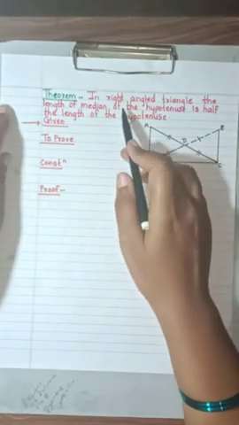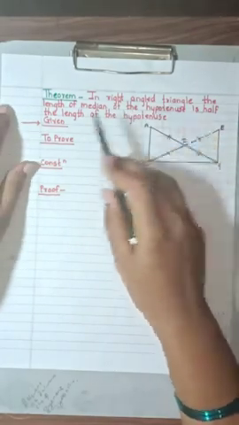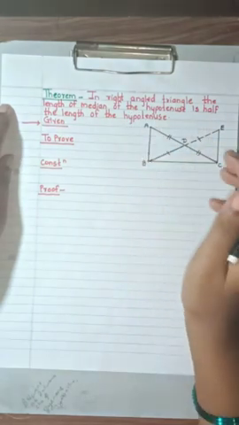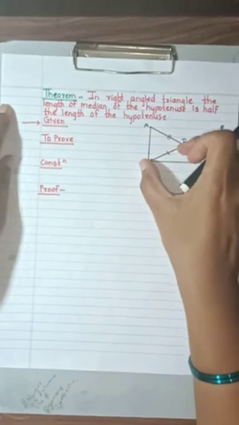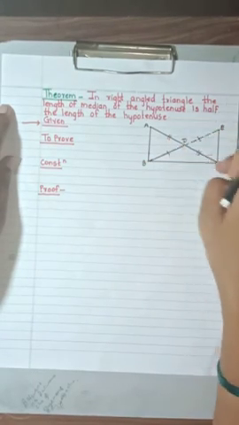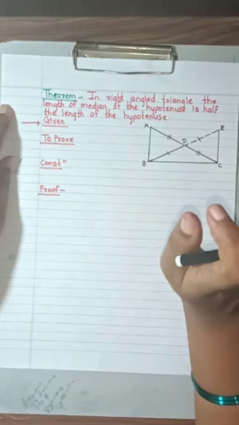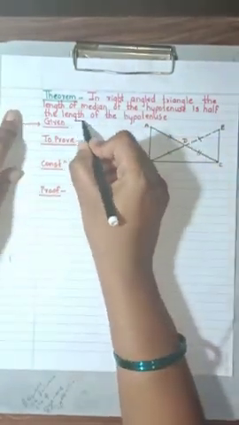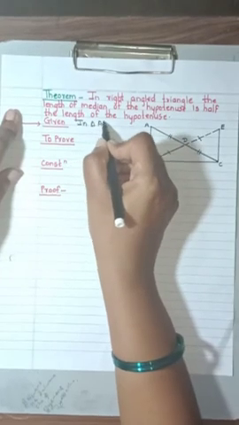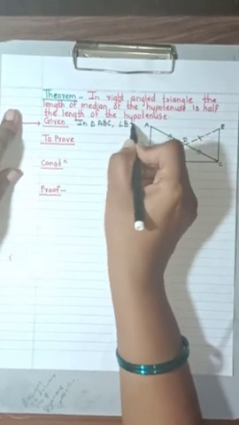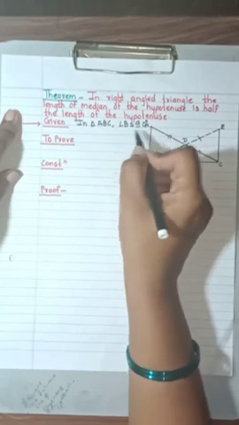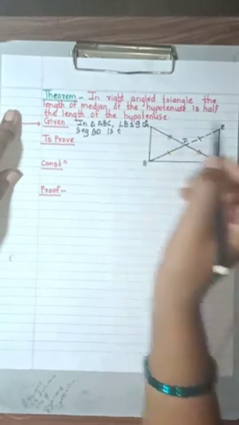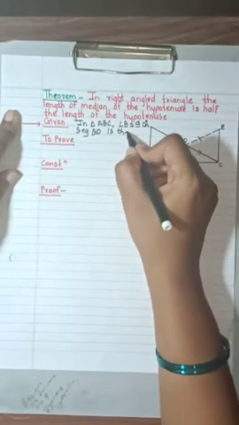Now in a right angle triangle, the length of the median to the hypotenuse is half of the length of the hypotenuse. So how much is the median? Median is equal to half of the hypotenuse. You have to prove that. So I'll write down here first what is given. In triangle ABC, angle B is equal to 90 degrees. Segment BD is the median.